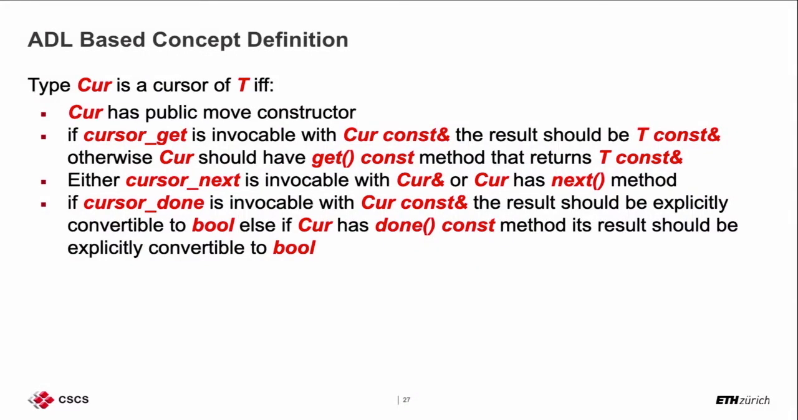So now see what we have. After we have this formal definition, we can finally formulate what the concept is. We have those rules that are quite complicated. To implement the cursor, the user either should provide a cursor get function invocable by ADL with the given signature, or the fallback should be triggered with the get function. Yes, and other rules for other cursor methods.